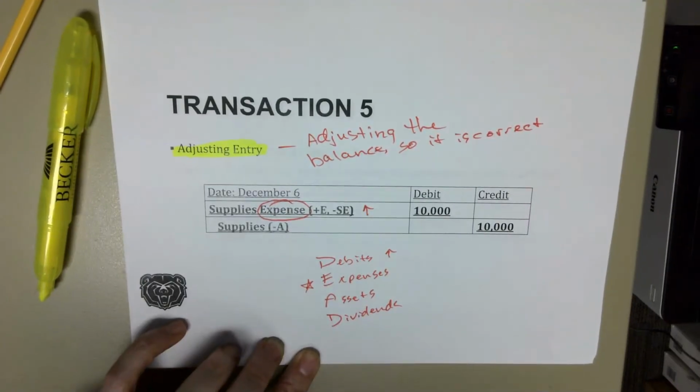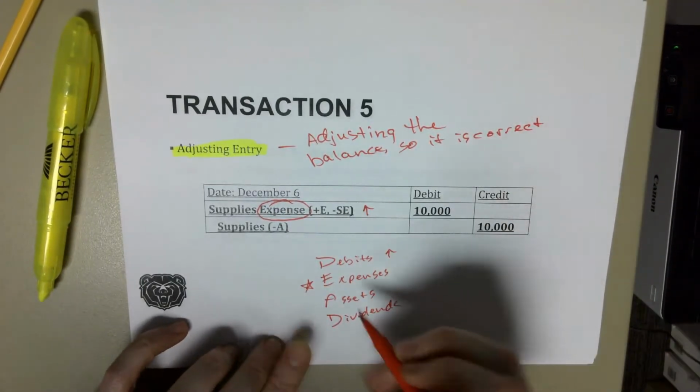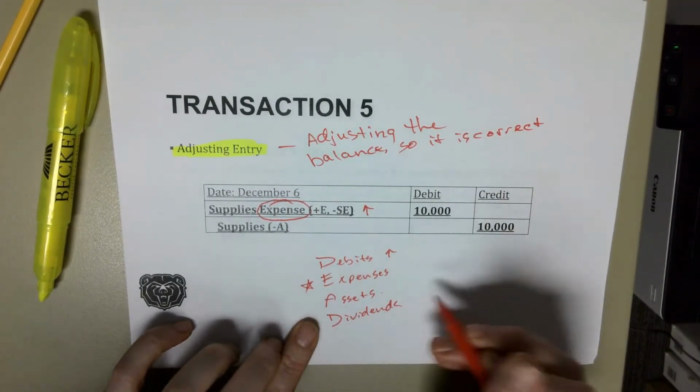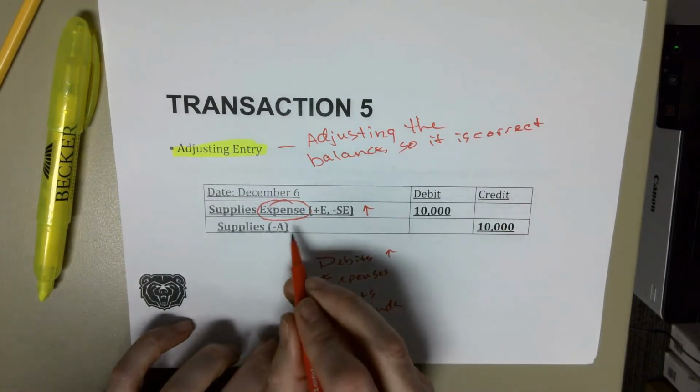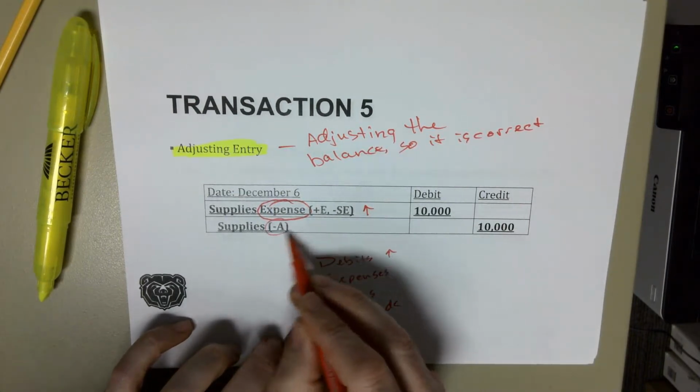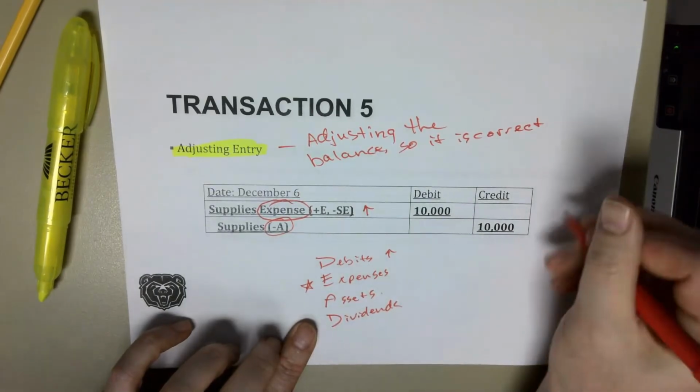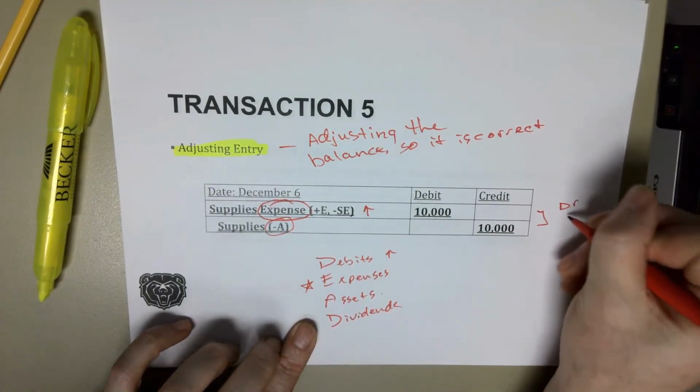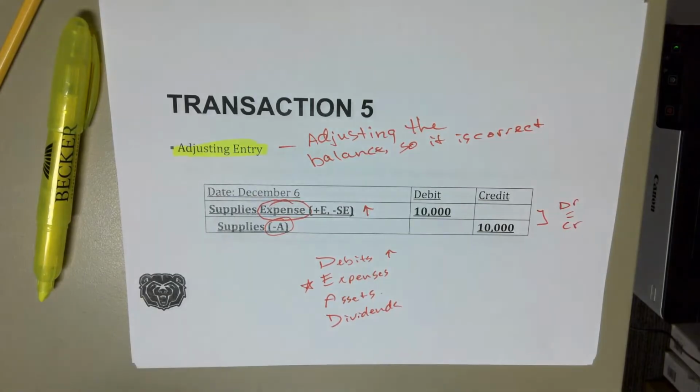in the expenses. Supplies is an asset which lives right here, but we're trying to decrease it. So we're doing the opposite, and we're going to credit it. Okay, and that's a decrease to your asset. $10,000. You see that our debits equal our credits, so we are good to go. Everything is in balance.